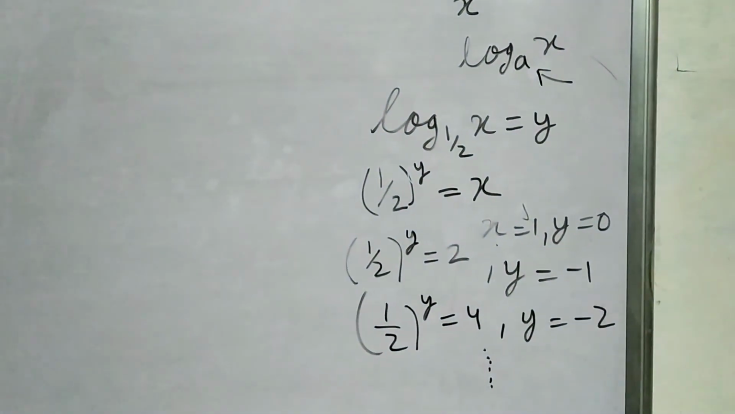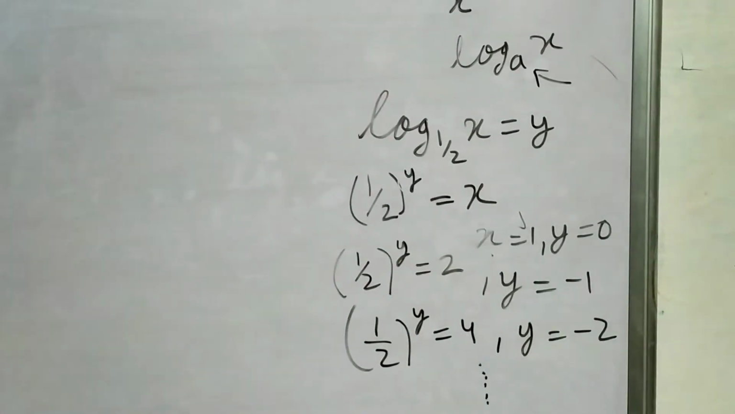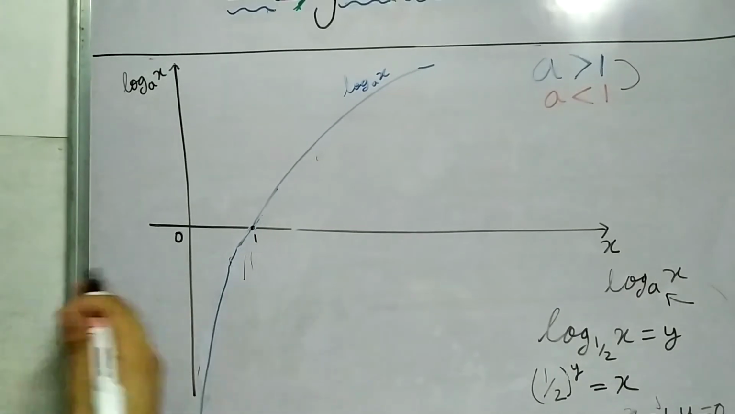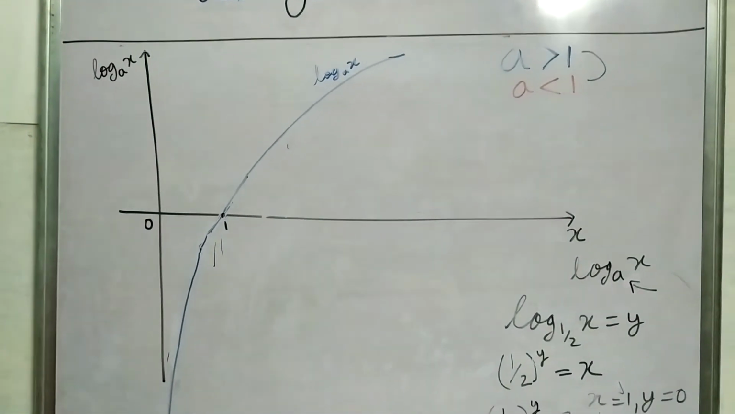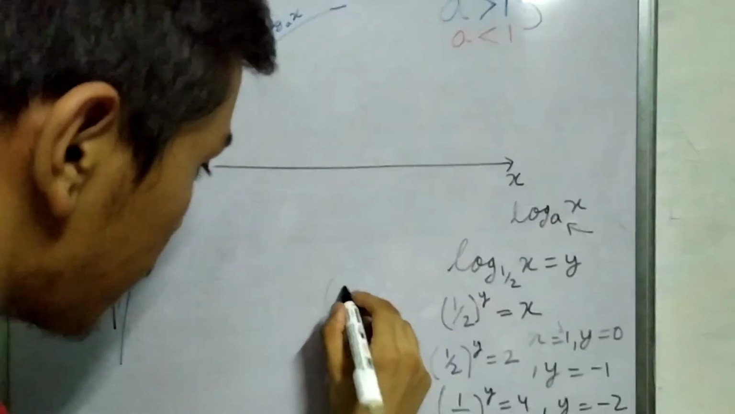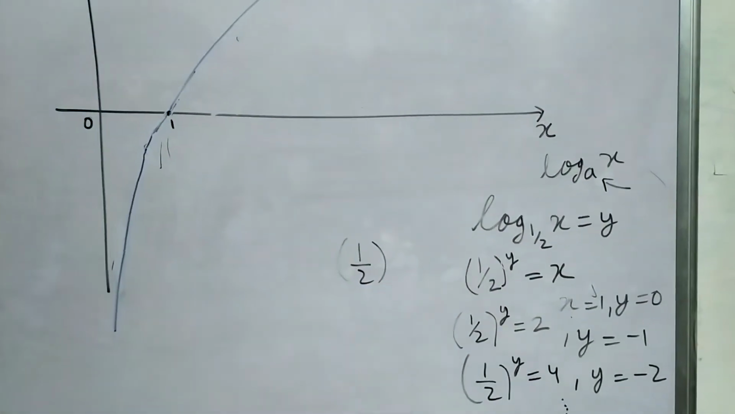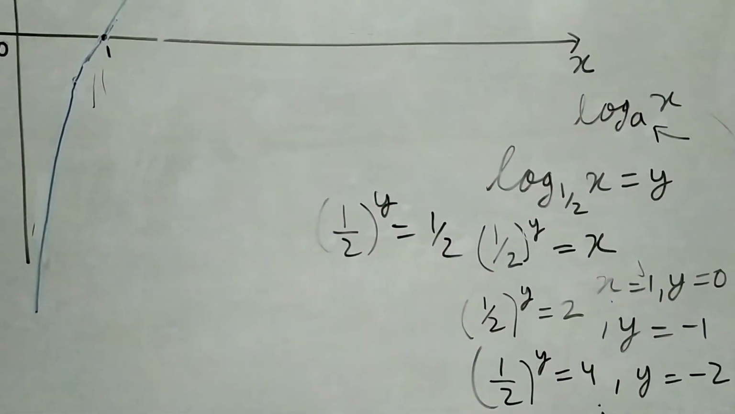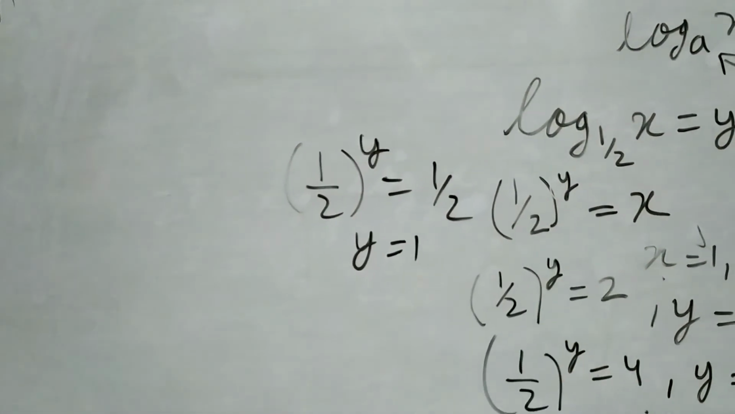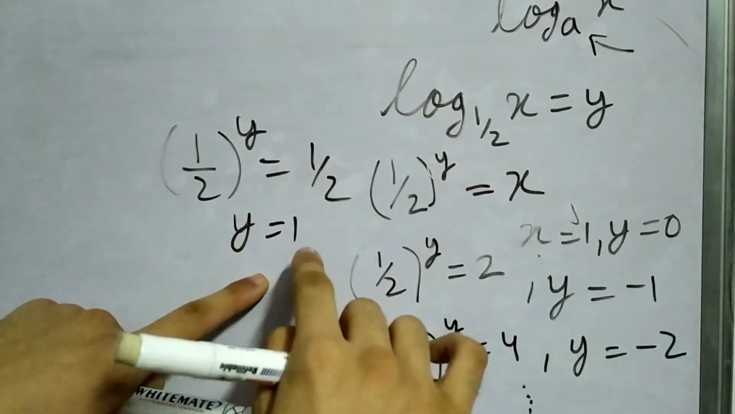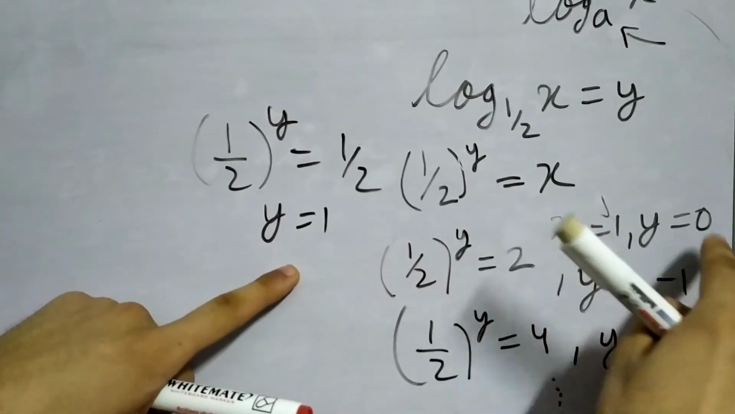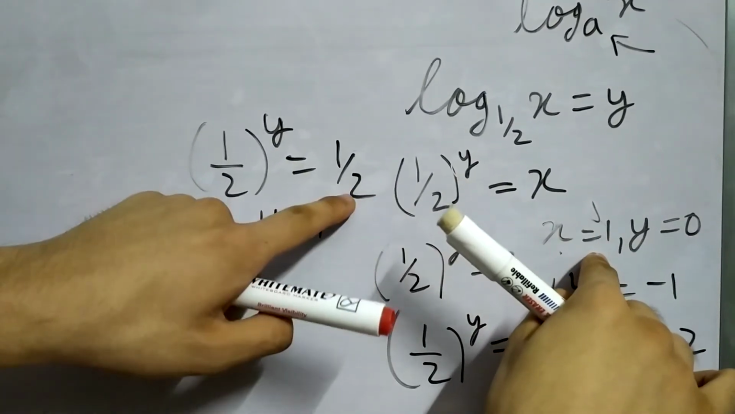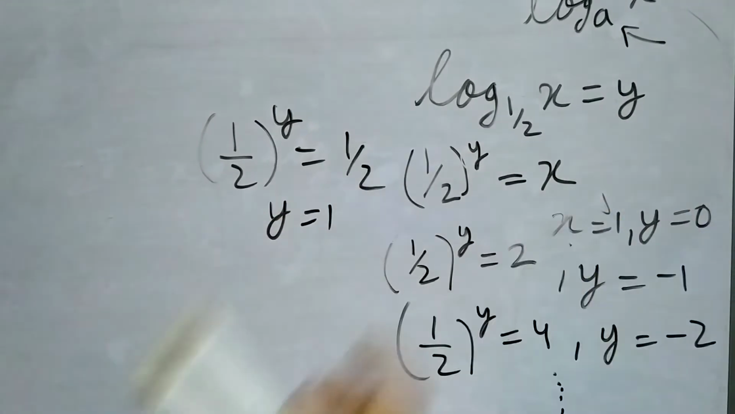Now you can make a guess: if x decreases, if x is between 0 and 1, y will increase. And yes, you are correct. Take an example again. (1/2) to the power y is 1/2. Alright, y is easy, y is equal to 1. It clearly has increased from y equal to 0. When x was 1, y was 0, and when x is 1/2, y is 1. So as x has decreased from 1 to 1/2, y has increased from 0 to 1.